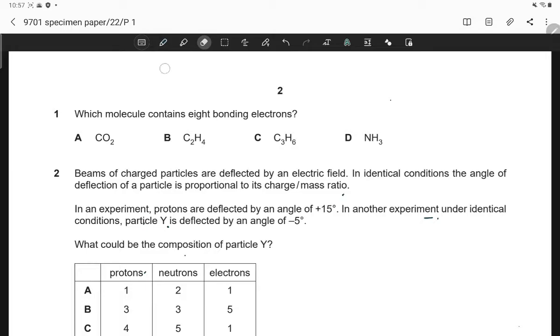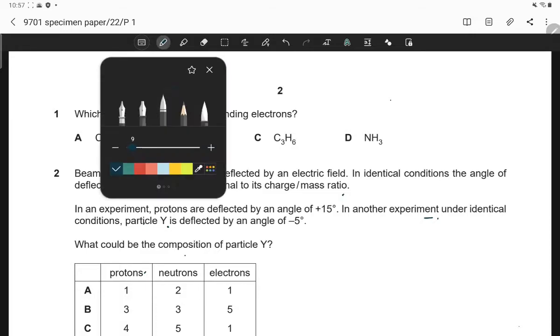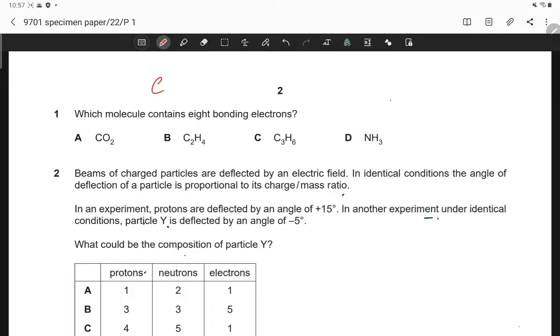In carbon dioxide, there is a double bond with 2 oxygen atoms, so this is 1 electron, 2, 3, 4, 5, 6, 7, 8. So there are a total of 8 bonding electrons. So we'll check the other options as well.